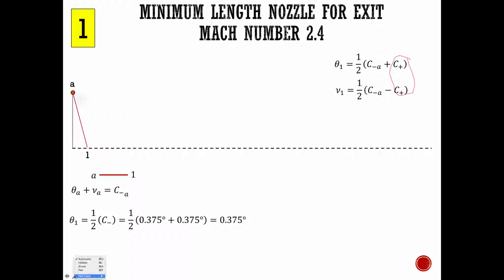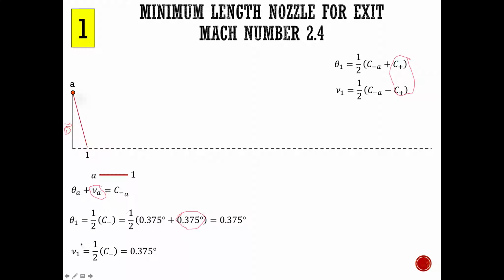Now, from our class discussion today, I hope you understood why nu A is also equal to theta A. Because you have an inlet Mach number of 1, and by the time the flow turns, we have to add the Prandtl-Meyer function of that Mach number, which is basically Mach 1 plus this theta, but the Prandtl-Meyer function of Mach number 1 is actually 0. So you end up getting theta as your Prandtl-Meyer function as well.